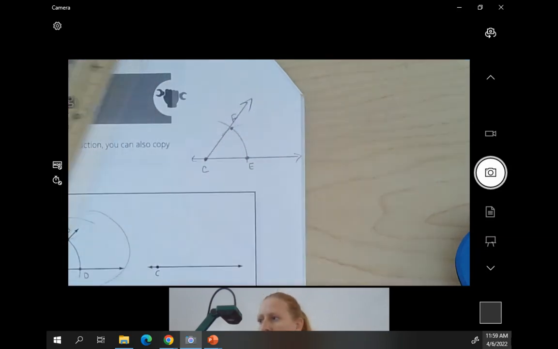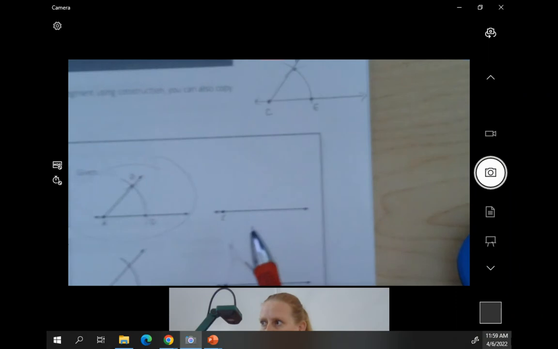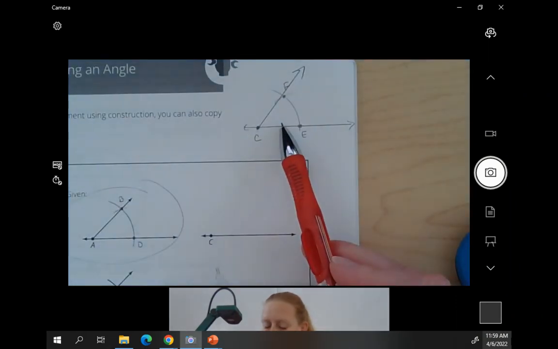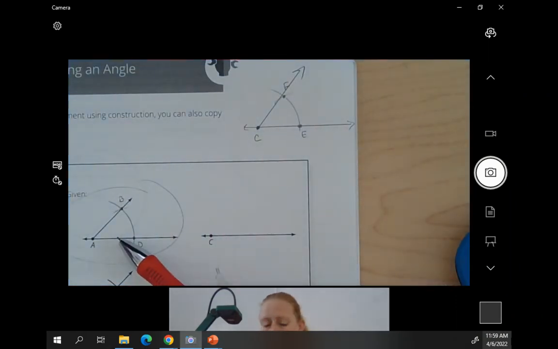Not my best, but get the idea. And look at that, I just copied the angle. So this angle measurement should be the same as this angle measurement. It's not perfect, but it should be pretty close. I should have done a pretty good job of it, kept it pretty exact. The problem I always have is if my compass slides. It drives me crazy.